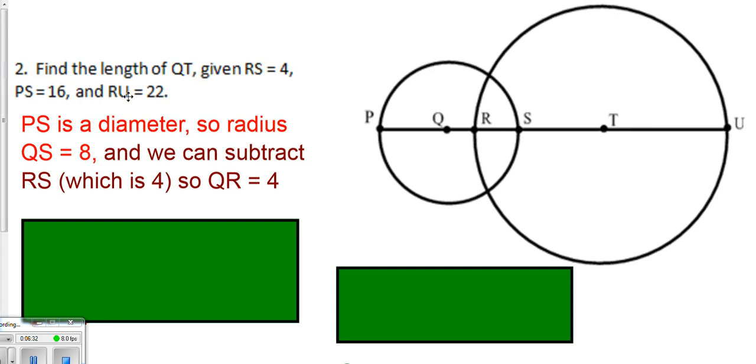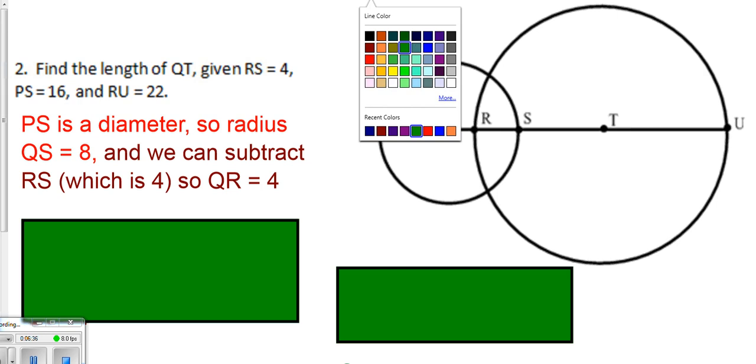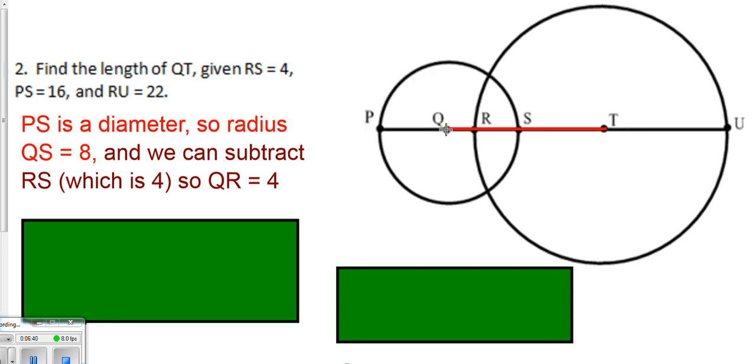For the next example, we need to find the length from Q all the way to T. I'll do that in red here. If we knew that RS was 4, so this one in here is 4, and that P to S all the way over here, so this whole diameter, was 16, and this whole diameter from R all the way over to U was 22.